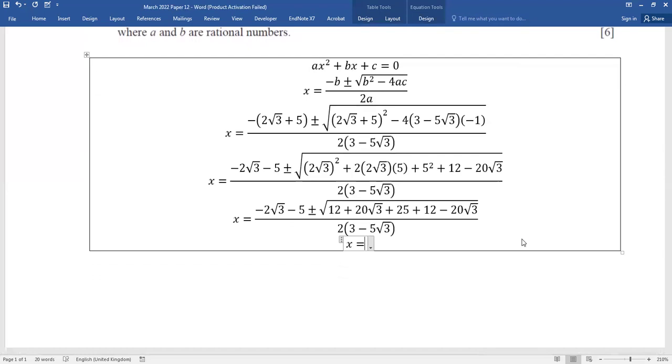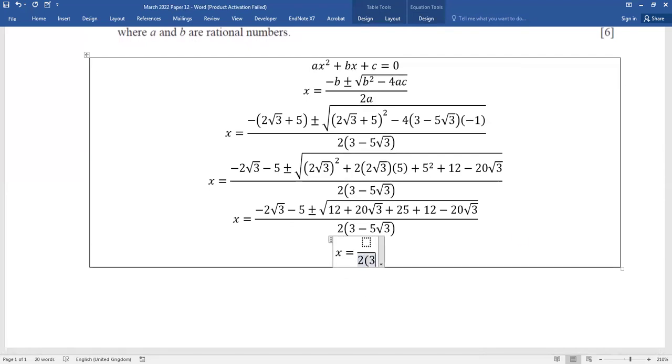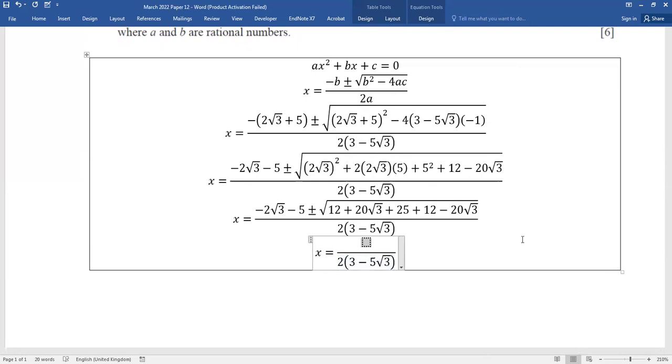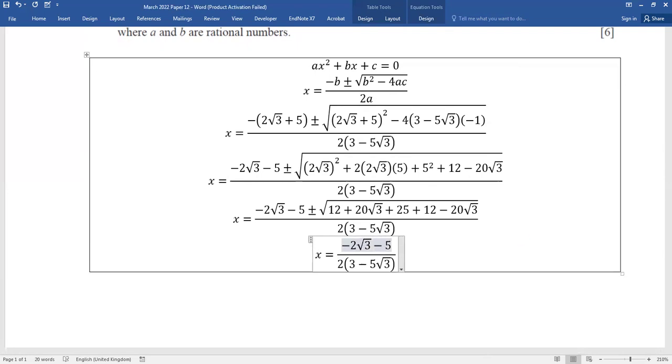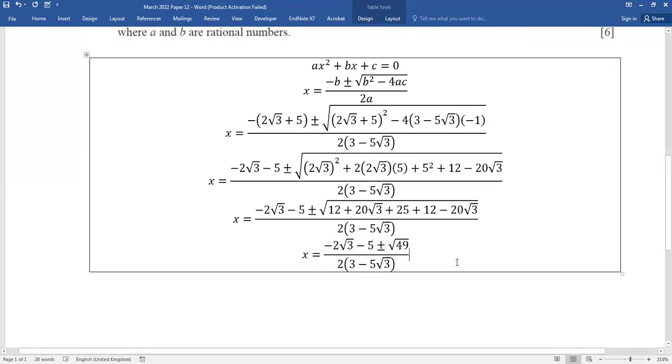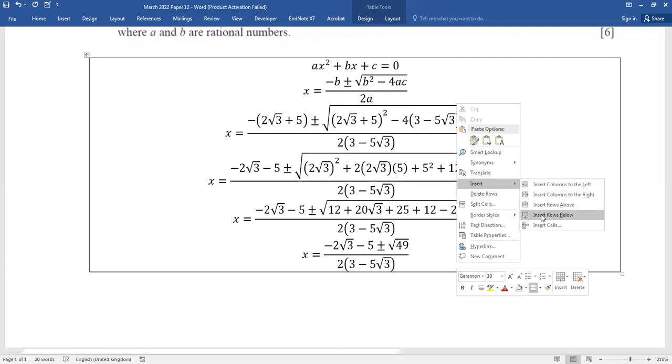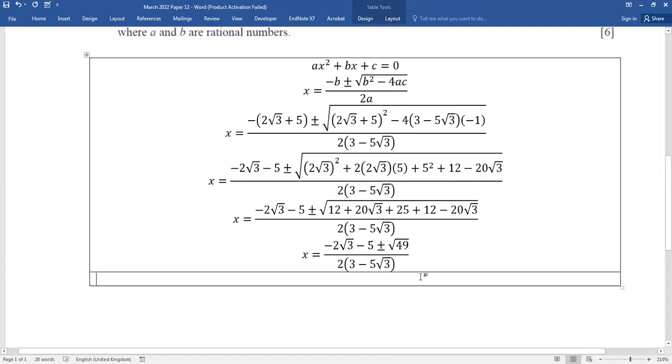Right now we haven't used a calculator in any of these steps. 3 minus 5 square root of 3 minus 2 square root of 3 minus 5 plus minus. What am I left with inside the under root? 20 root 3 and 20 root 3 cancelled out. 12 and 12 is 24 plus 25. 24 plus 25 is 49, which is 7. Again, I say the same thing: do not skip this step. Write it down. How long will it take you?